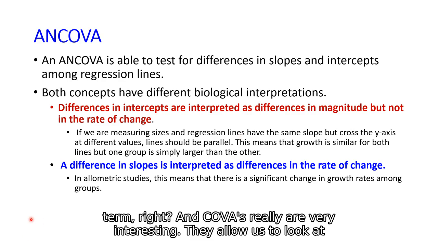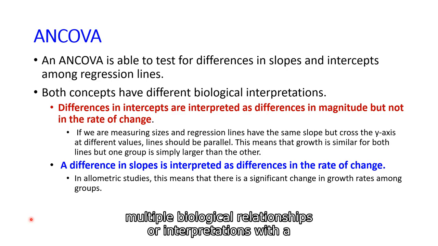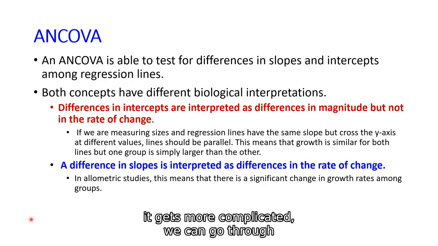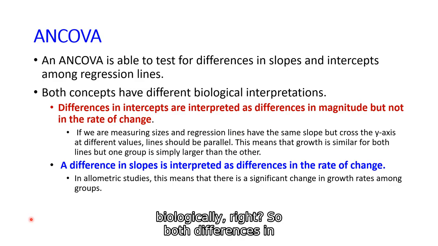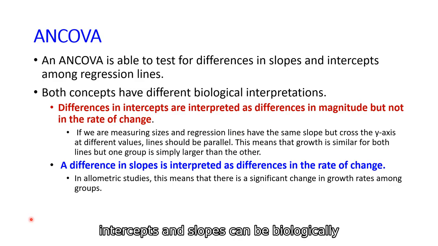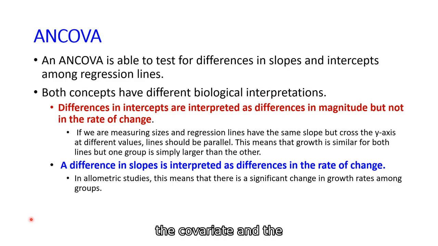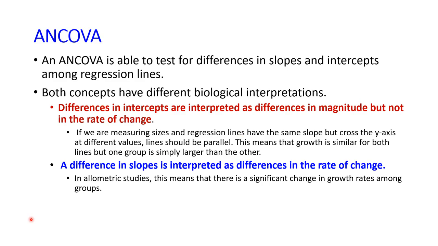But ANCOVAs really are very interesting. They allow us to look at multiple biological relationships or interpretations with a single analysis, right? And so while, yes, it gets more complicated, we can go through all three parameters and interpret what that means biologically, right? So both differences in intercepts and slopes can be biologically meaningful, and whether there's a relationship between the covariate and the dependent variable is also biologically meaningful, right?